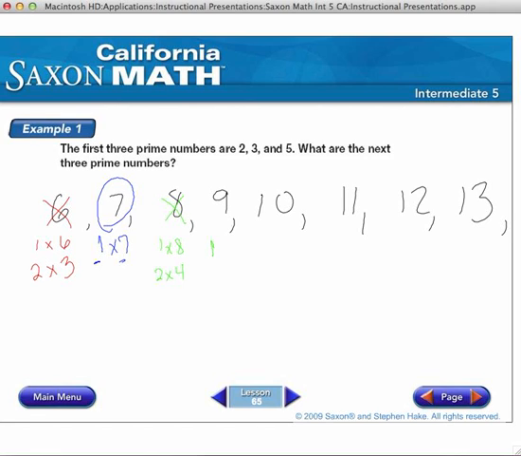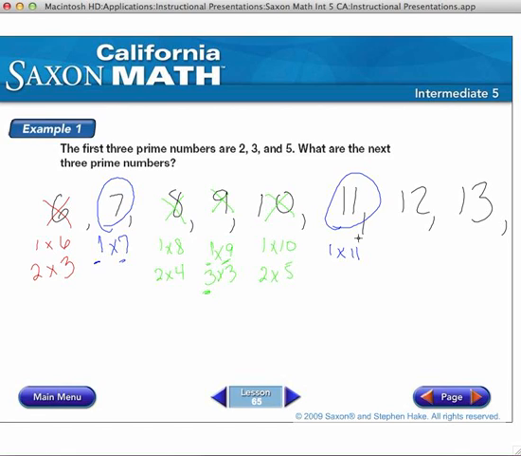9, I can multiply 1 times 9, but I can also multiply 3 times 3, so 3 is also a factor as well as 1 and 9, so 9 is composite. 10, we can make 10 by multiplying 2 times 5, so it has more than 2 factors, it is composite. 11, I have 1 and 11, and that's it. So 11 is a prime number.